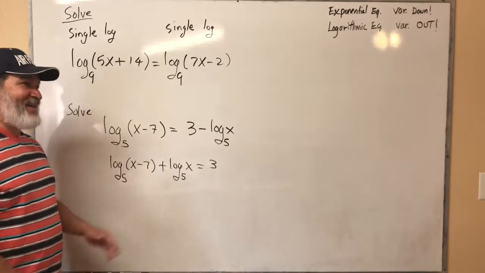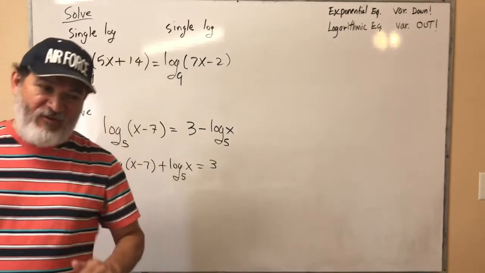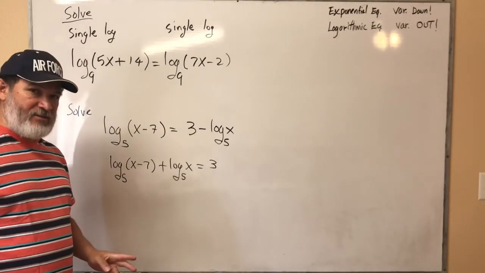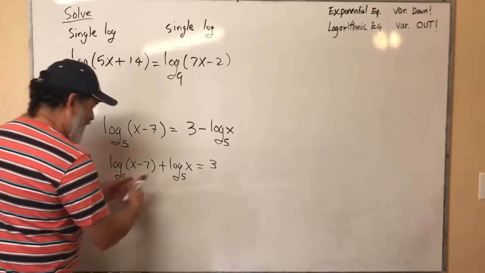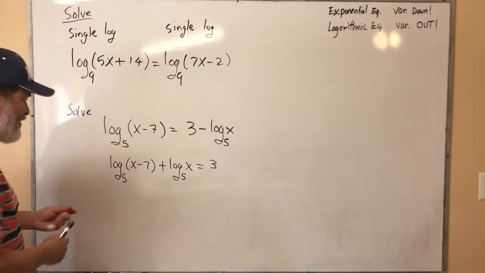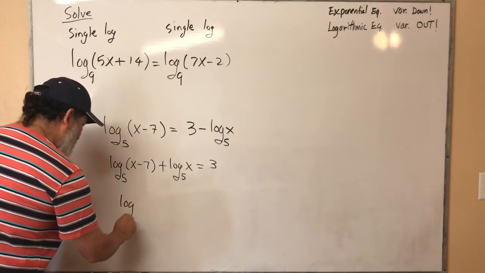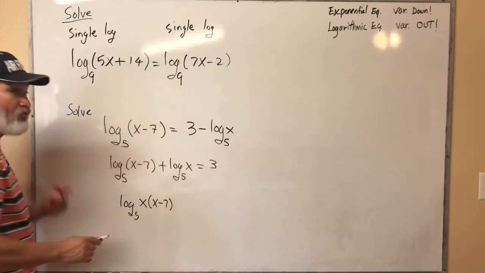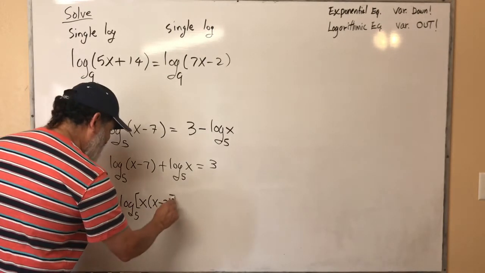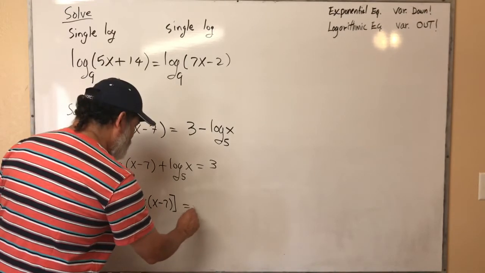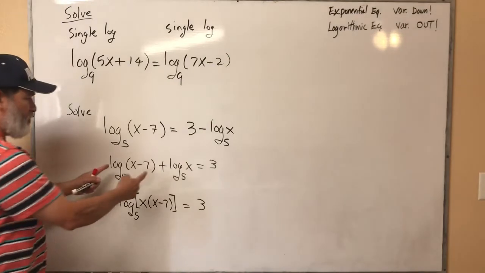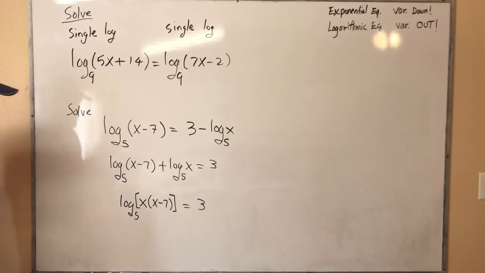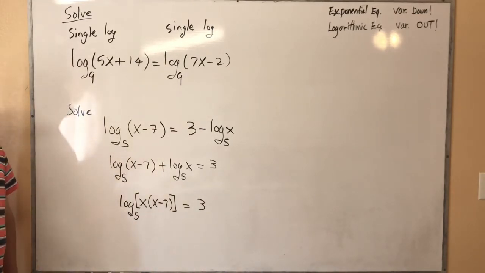And now the sum of the logs, if you guys remember this rule, the sum of the logs is the log of a product. So therefore, we can make this a single log. So this becomes the log base 5 of x times x minus 7. There's a rule, okay? And now this is its argument equals 3. You can put them together. There it is. Now we have a single log.